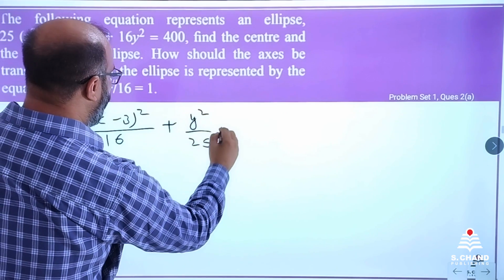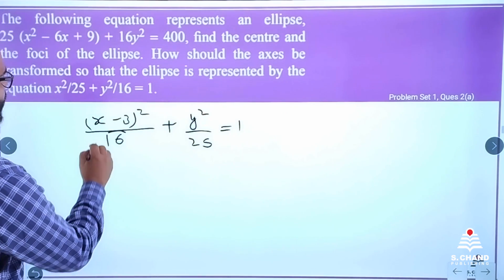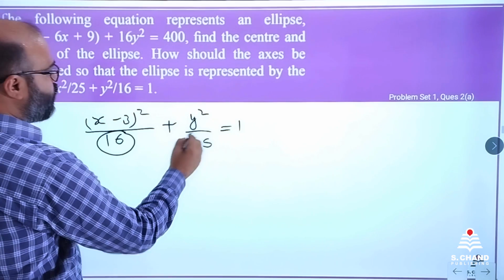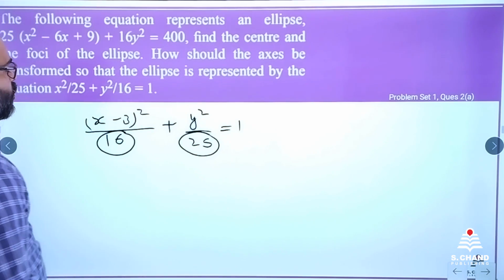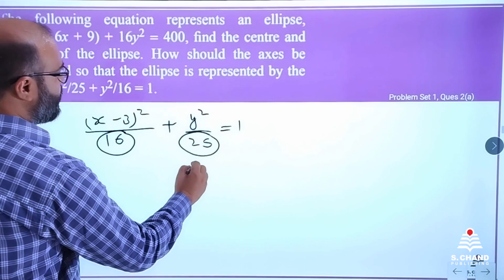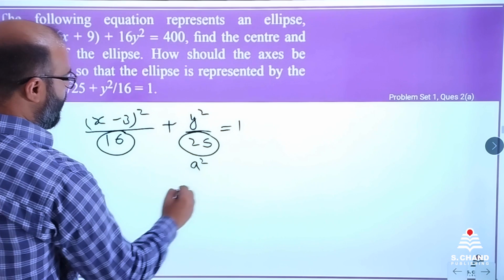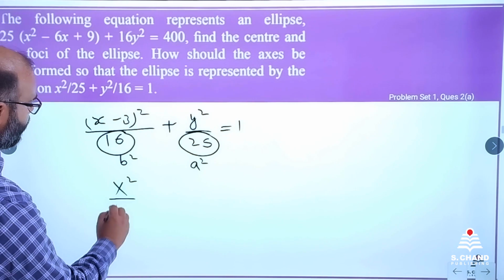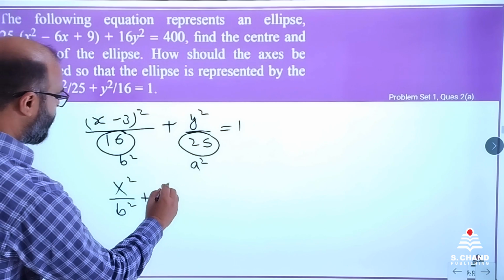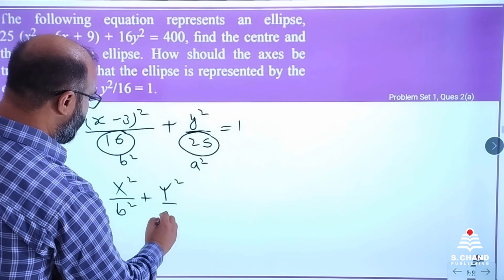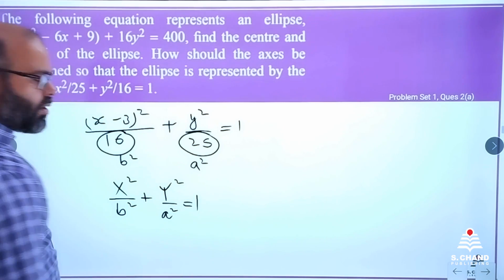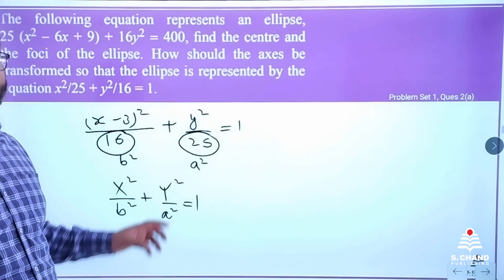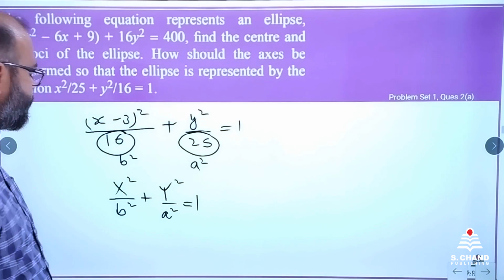So one thing is very important here. This is actually 16, which is smaller than 25. So you can say that this is a square and this is b square. So this is of the form x square by b square plus y square by a square is equal to 1. So it is a vertical ellipse because the major axis is along the y axis.